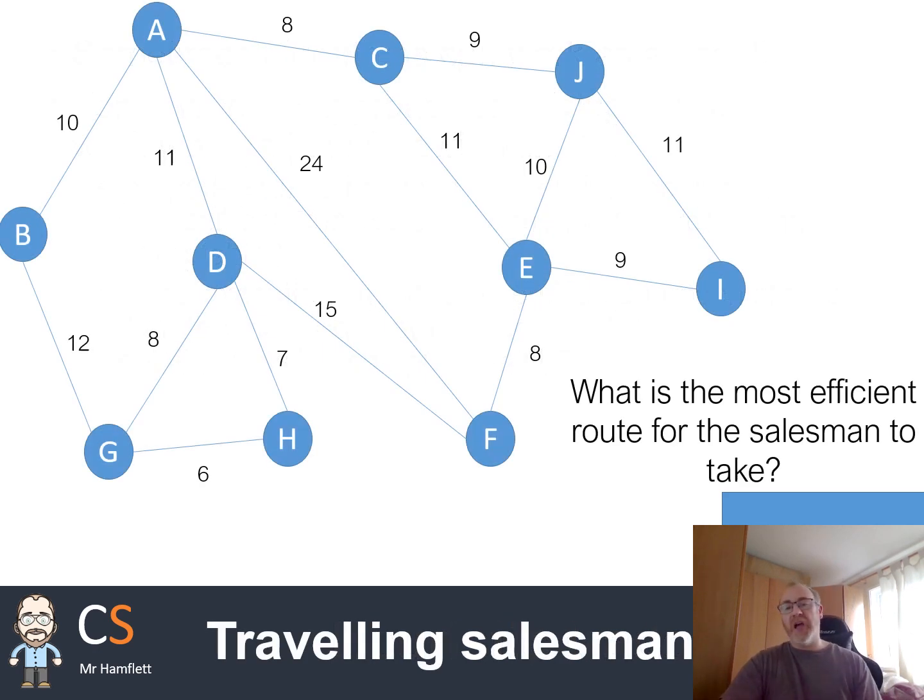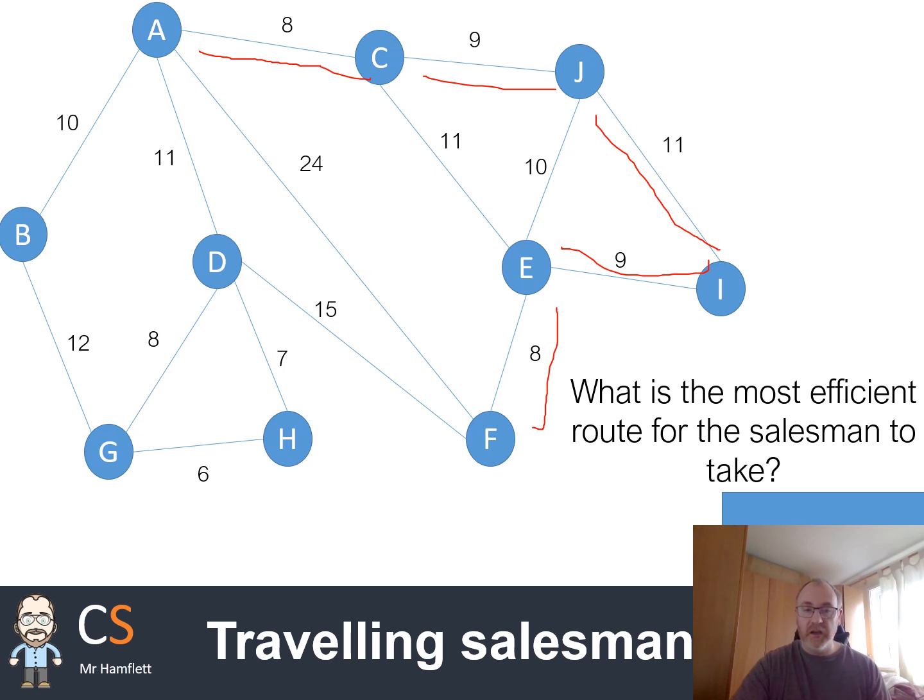One classic problem which is really hard to solve and takes a long time is the traveling salesman. This problem is very straightforward. What is the best route for a salesman to visit every single node on this graph and arrive back at the starting point? Maybe going from A to C to J, then going this way. Which route will be the shortest but allows you to visit every single node and return back to the start?